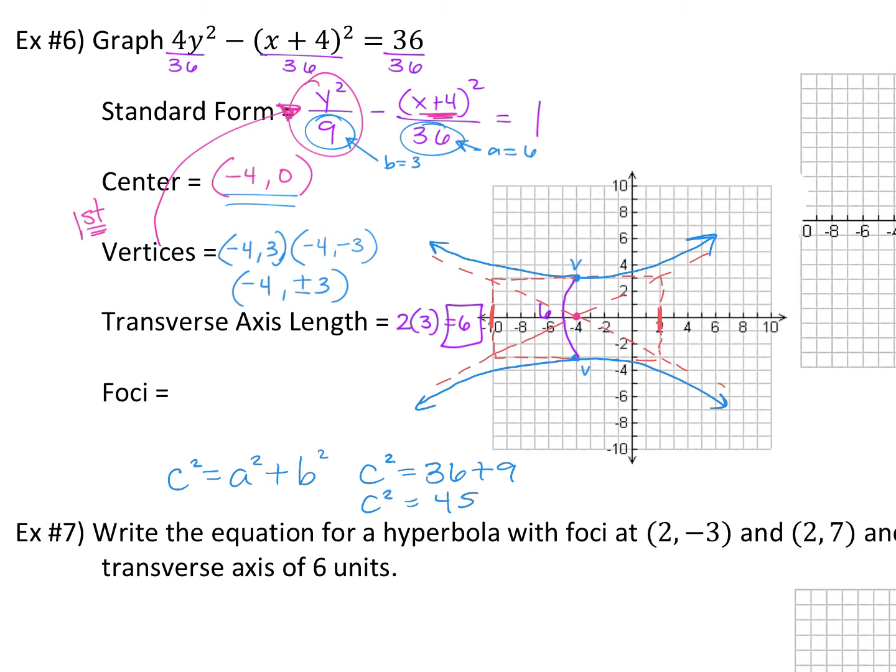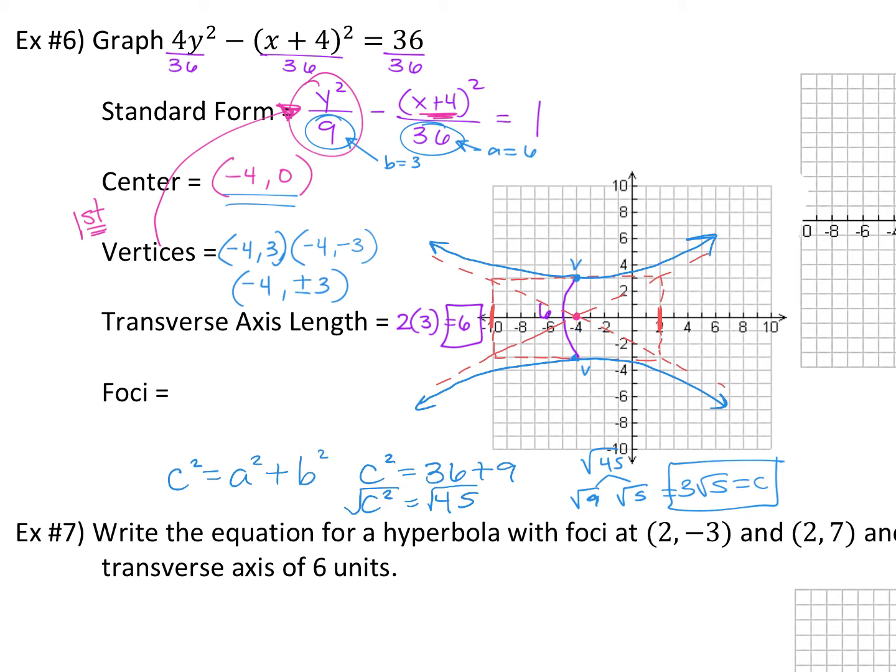So C squared equals 45. And then if we simplify that, we're going to take the square root. Remember, the square root of 45, you got to put in simplest radical form. So square root of 9 times square root of 5 would be 3 rad 5. Okay, that's your C value.